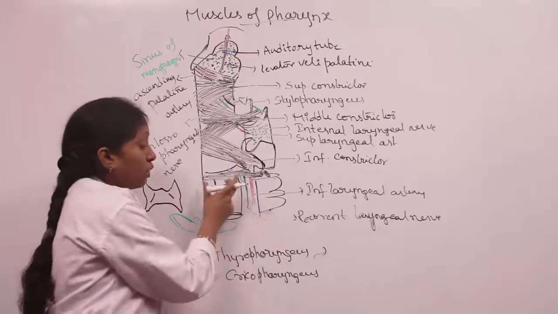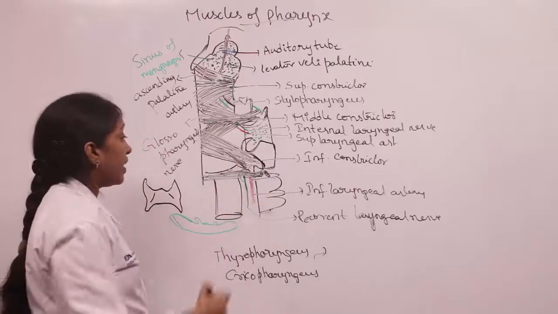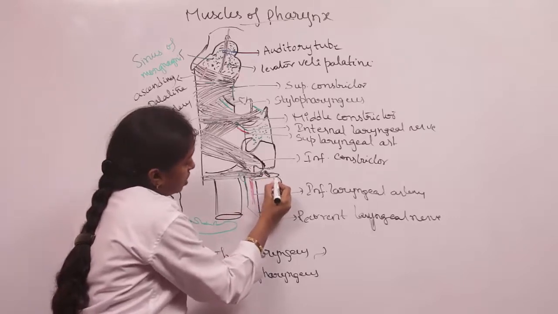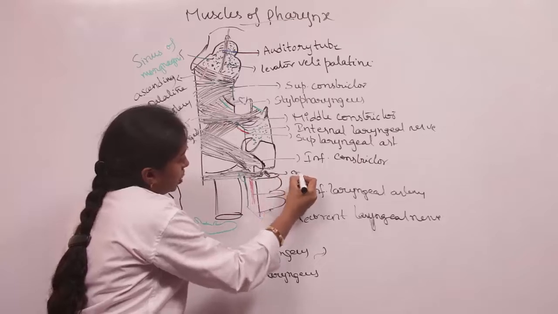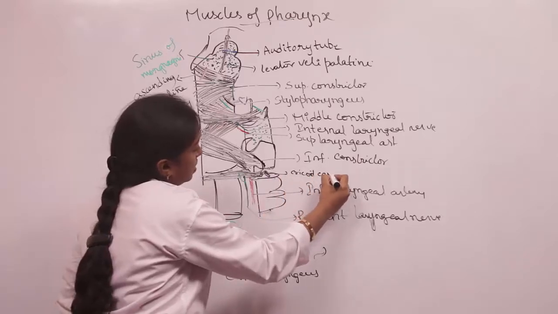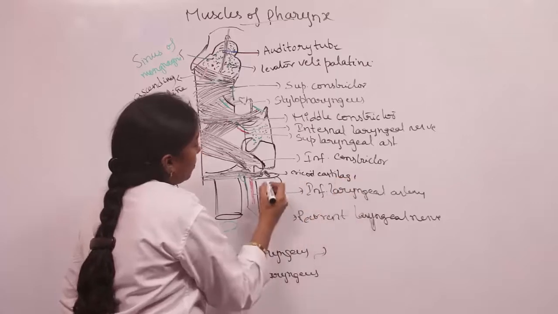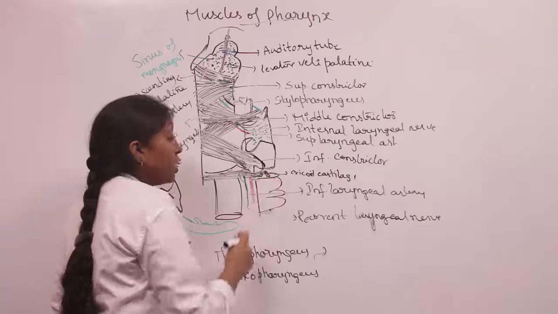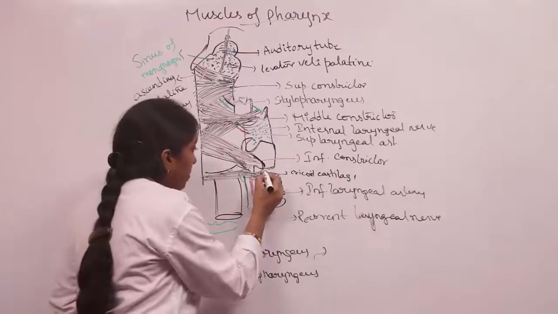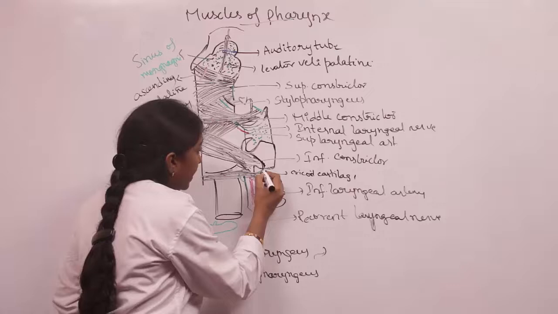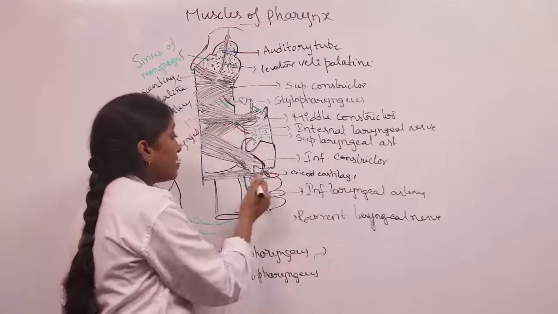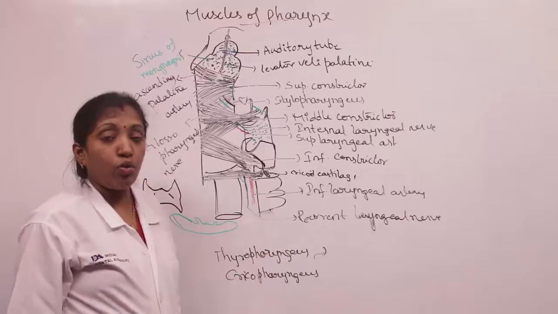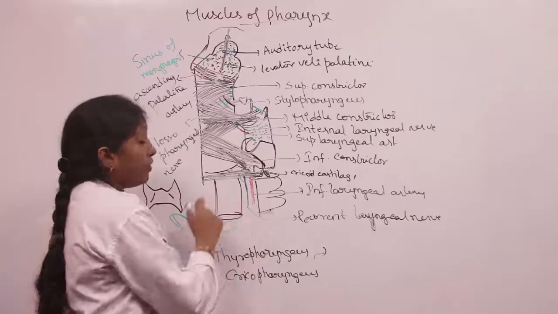And coming to the cricopharyngeus part of the inferior constrictor, it arises from the anterior cricoid cartilage. So this is the cricoid cartilage, and this cricopharyngeus part arises from the anterior arch of the cricoid cartilage and also from the tendinous arch of the cricothyroid muscle. The cricothyroid muscle is here, and we have a tendinous arch here. That is the origin of the cricopharyngeus part of the inferior constrictor.